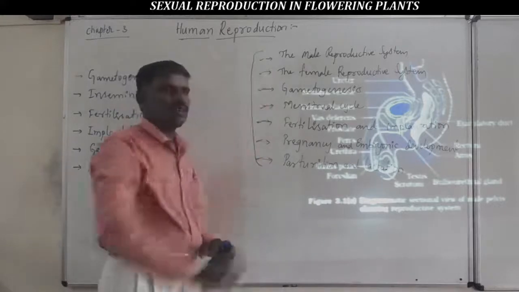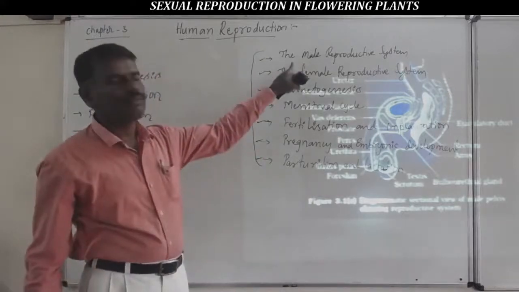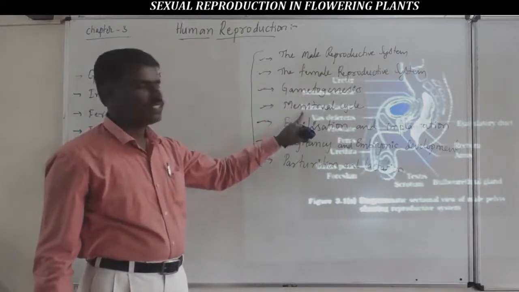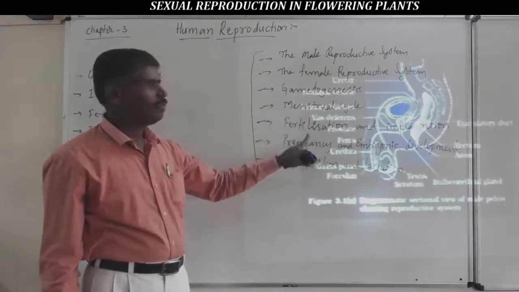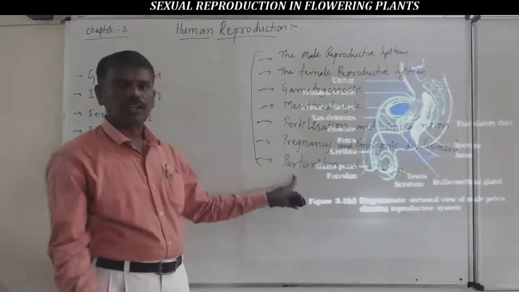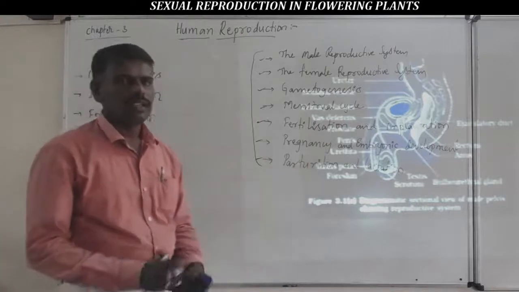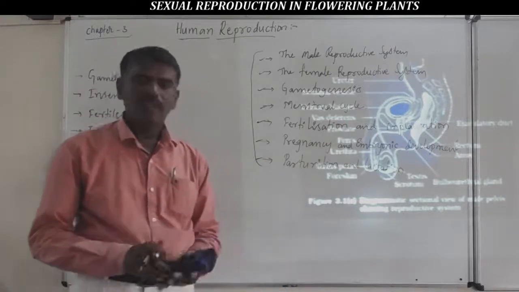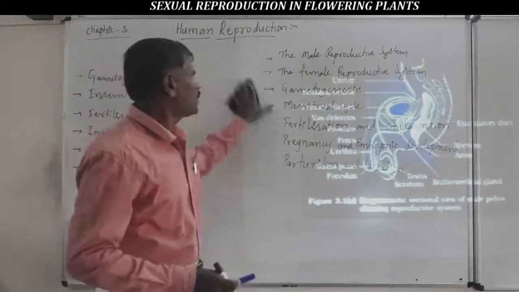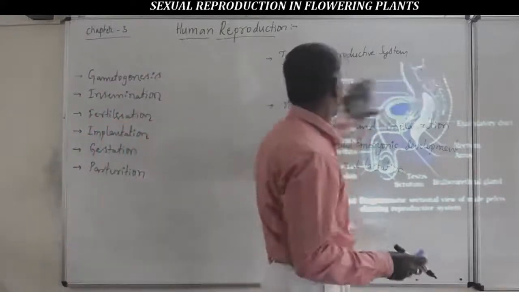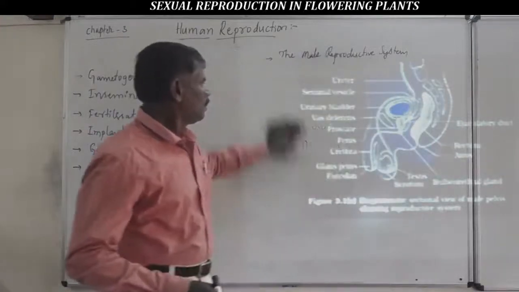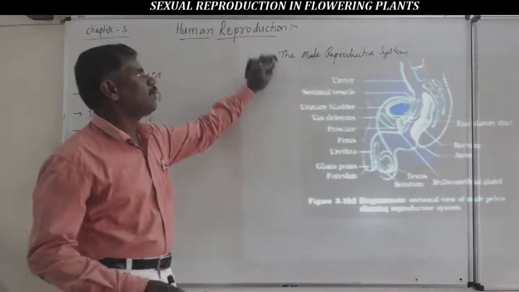So we will discuss the topics of the male and female reproductive system, gametogenesis, menstrual cycle, fertilization and implantation, pregnancy and embryonic development, and at last parturition and lactation. Among these topics, today we will discuss the male reproductive system. But before that, we discuss the events of human reproduction.